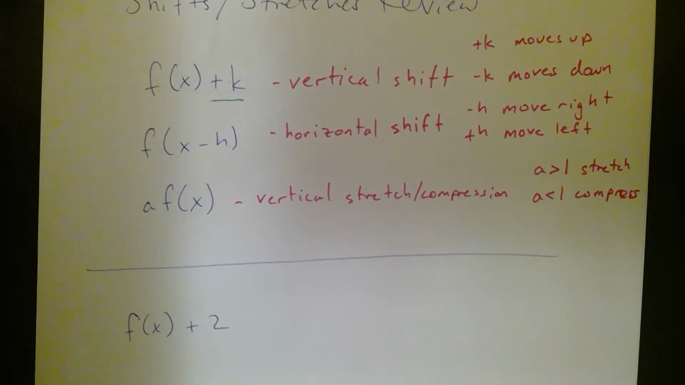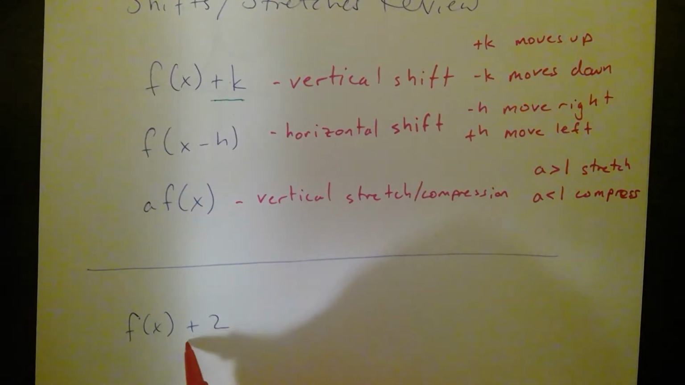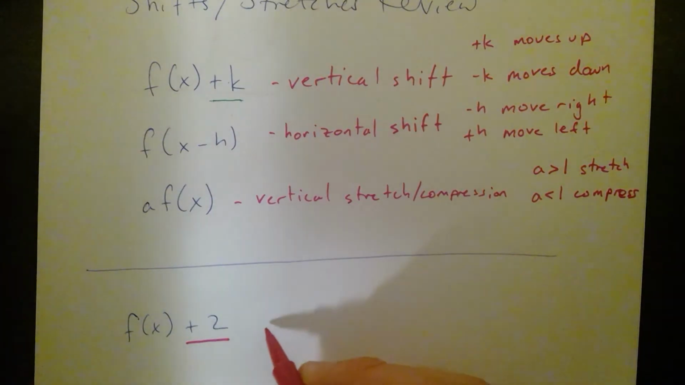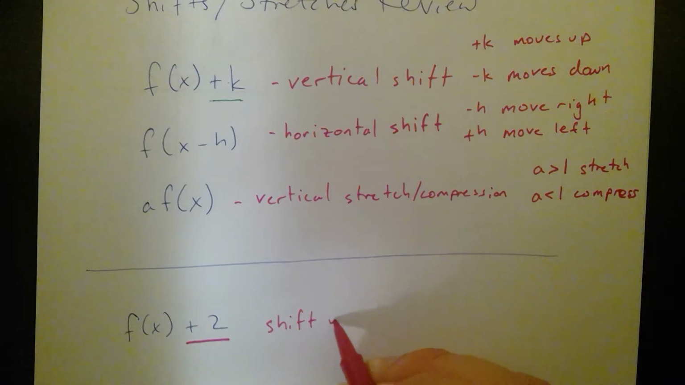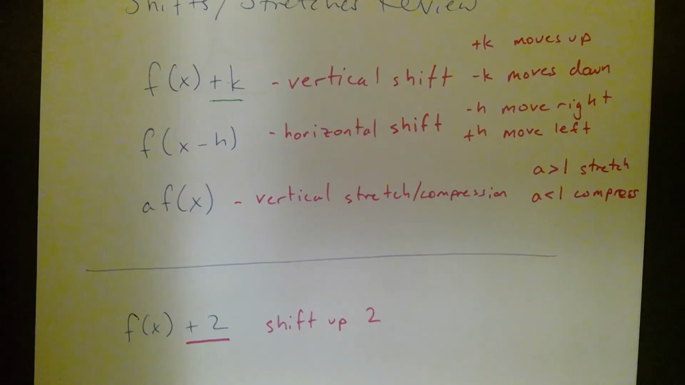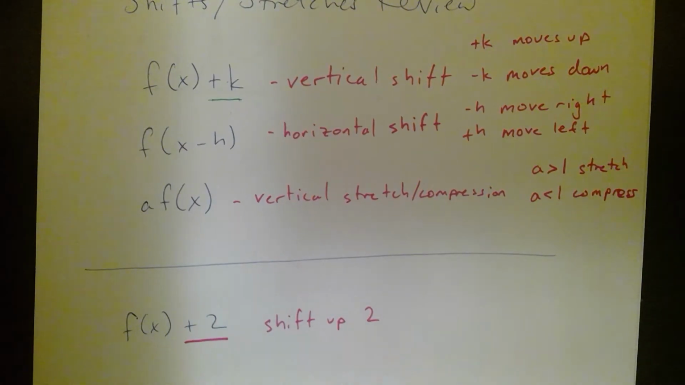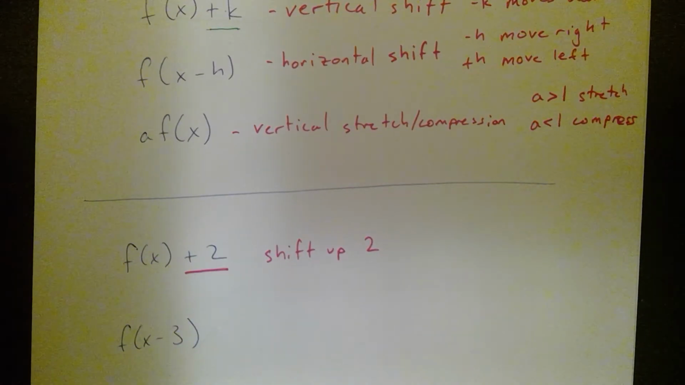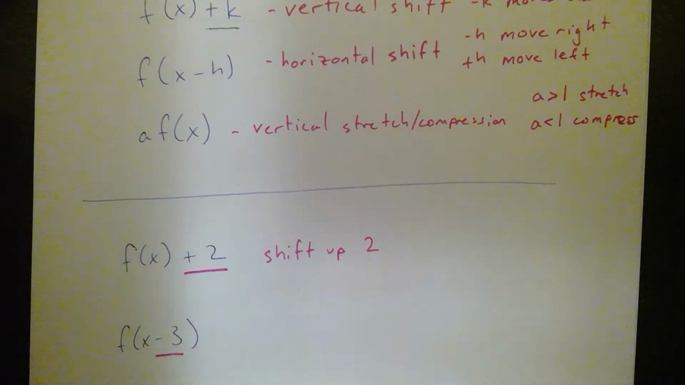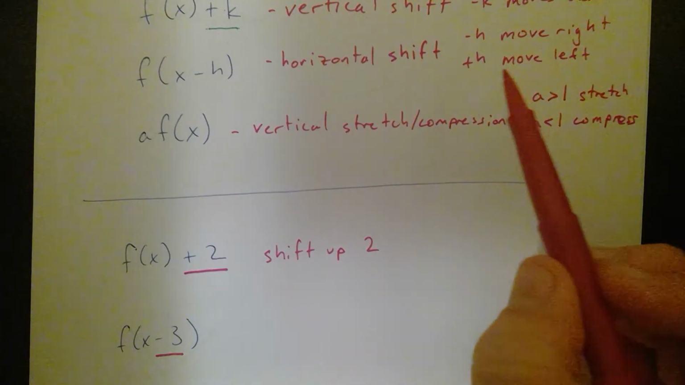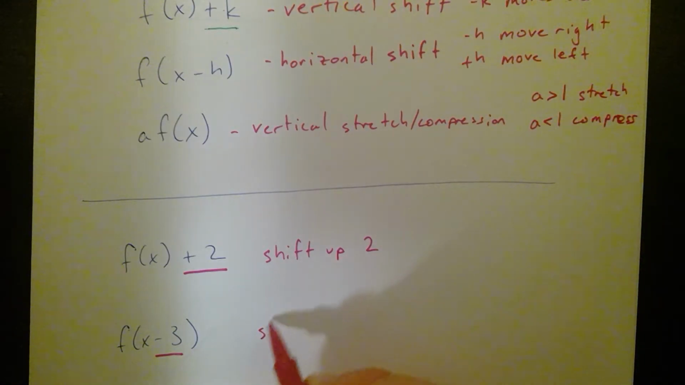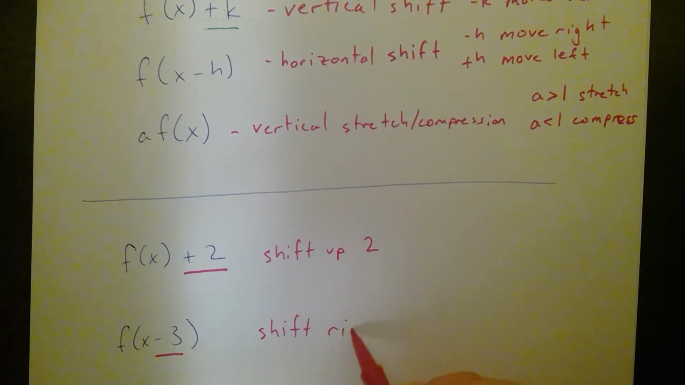So f of x plus 2, since we have this part outside of our parentheses, and it's adding, that's going to have us shift up 2. We're just going to describe those shifts. F of x minus 3. It's inside our parentheses, so it's going to be horizontal. And if we remember here, negative h moves right. So we're going to shift right 3.